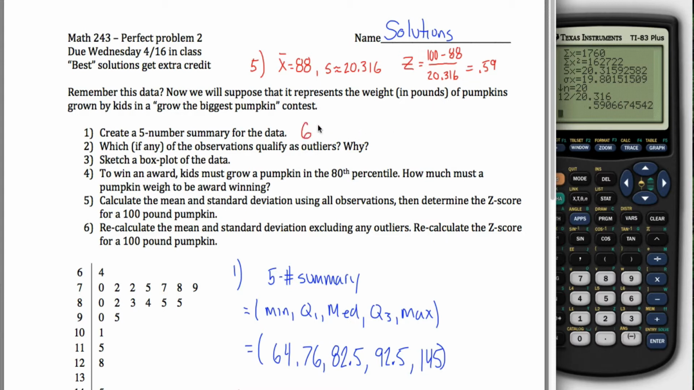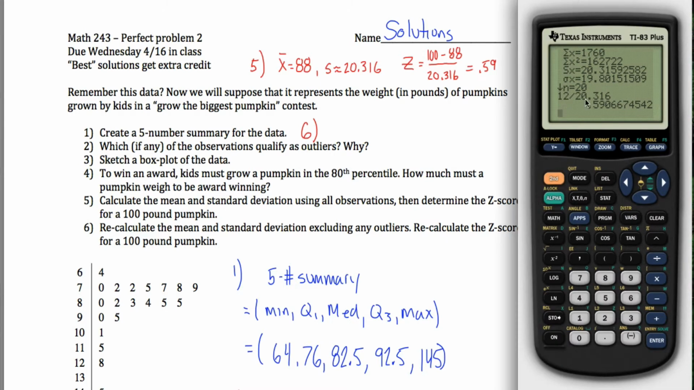6 says do it again. Why? I don't know. This might have been a bad idea. Do it again, except now do it without the outliers. So go into your data. You don't want to use all your data. You want to get rid of the last two, because the last two we determined to be outliers. Right? We determined 145 was an outlier, so I'm going to delete that. And we determined 128 was an outlier, so I'm going to delete that.